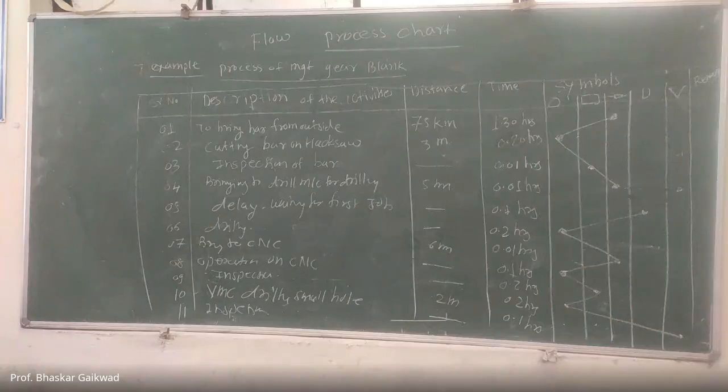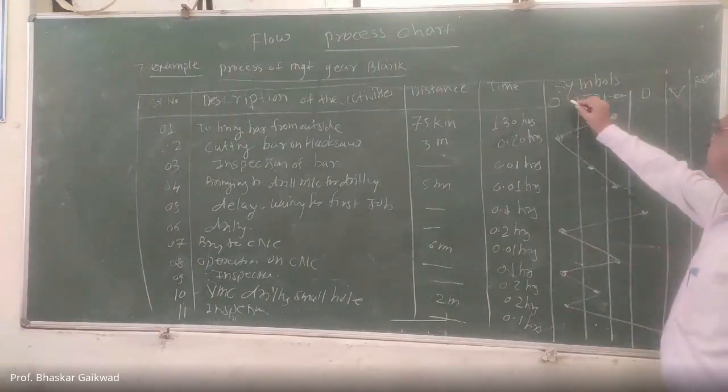Then drilling, bring to CNC machines, and there the operations are there. CNC machines. After that, inspections. After this, the same job we can perform on the VMC machines, and after that inspection, and then we'll put these jobs in the store. So like this the flow movement is shown. You can see at the right side the symbols we have used here. Operation.